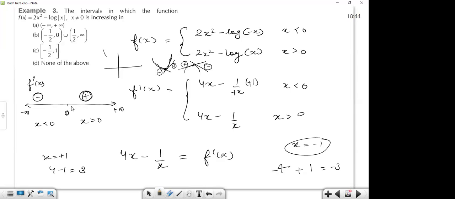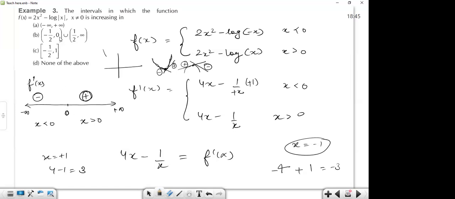Are you with me? Yes, sir. For all of the value of x, it is increasing. Yes. Are you there? Yes, sir.